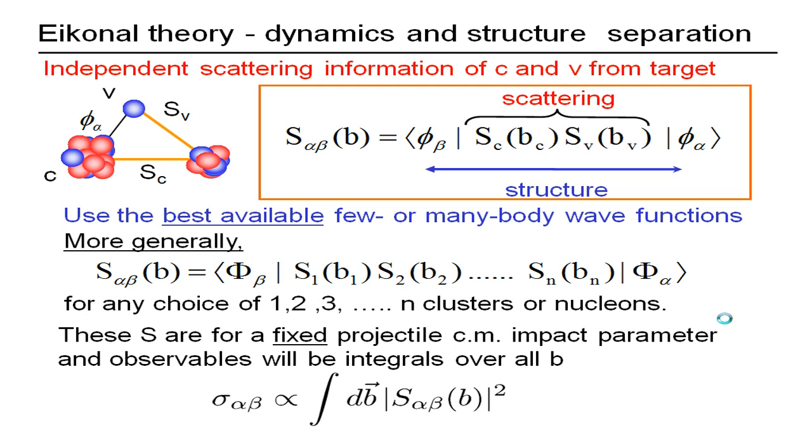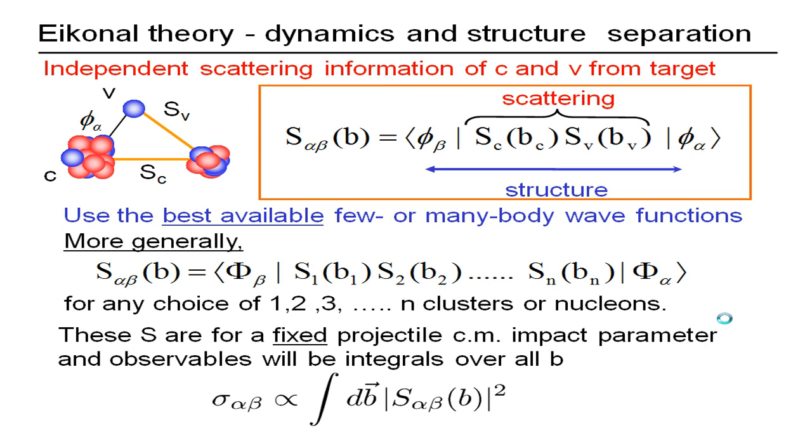Okay, so that's for two bodies, and as we said, more generally, if I take any choice of clusters or nucleons, 1, 2, 3, up to n, you generalize in the same way. Okay, what comes in the middle is the product of the S matrix for the bits, and then you use the best wave function you can find on the outside for an n-body system, if that's the way it's been described. Okay, these are functions of B, and so if I want the cross sections, then the result will be to integrate these S matrix elements essentially over all impact parameters to give me a cross section for the transition from state alpha to state beta and so on.